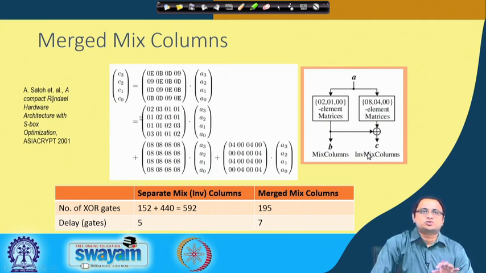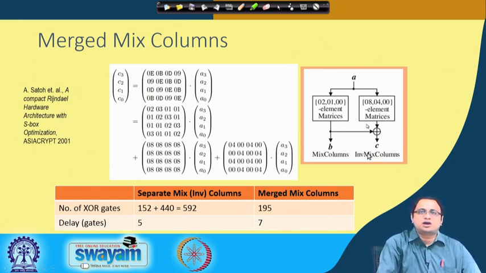One of the approaches, proposed by Sato at AsiaCrypt in 2001, is as follows. You write this inverse mixed column matrix as a summation of the original mixed column matrix with 2 more factors. One of the factors is as shown here, and the second matrix is shown here. You can easily observe that these matrices are pretty easy, in the sense that they are all powers of 2. Therefore, they should be easy to implement.